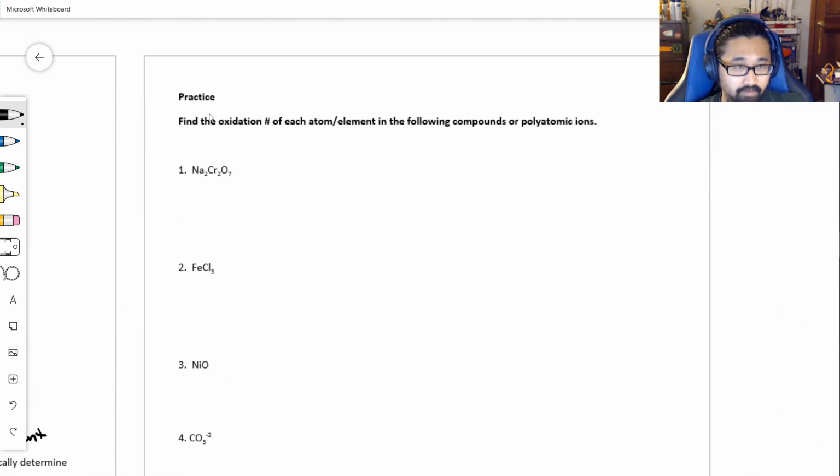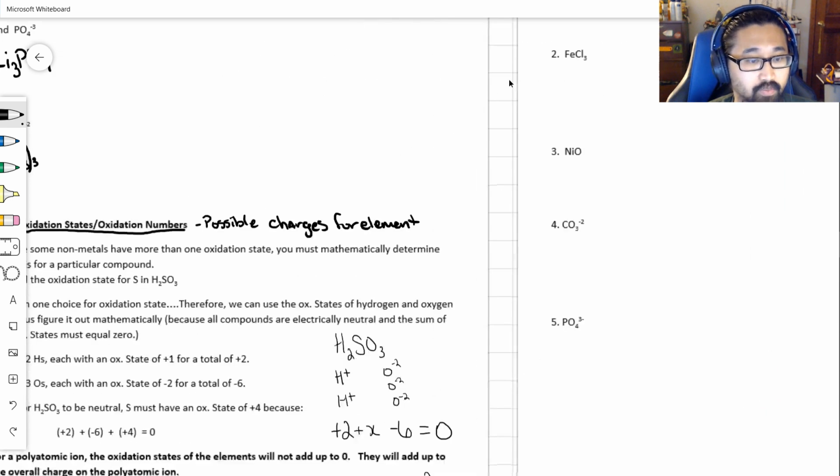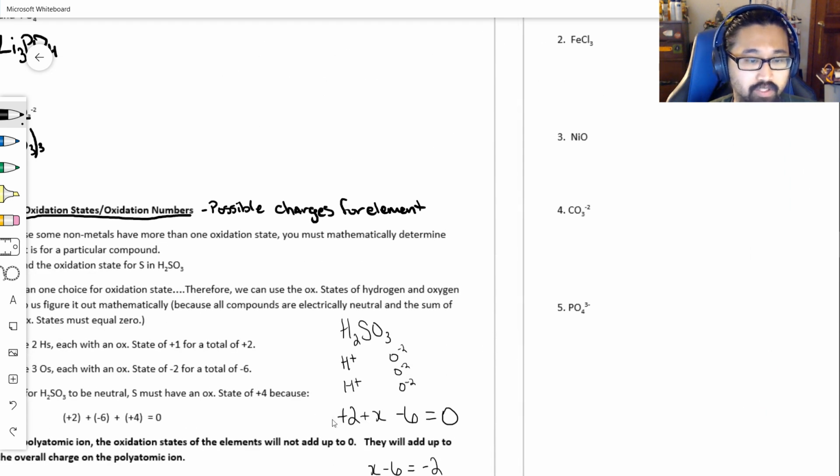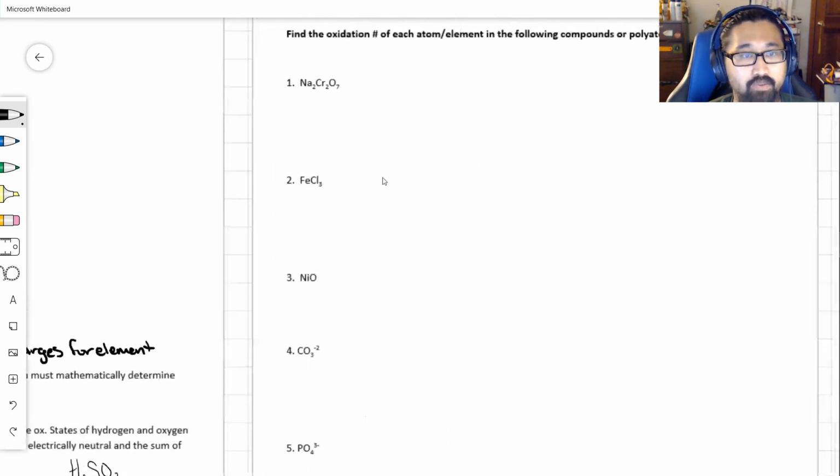The practice is to find the oxidation number, find the oxidation state for everything in here. So what is the oxidation state for sodium? What is the oxidation state for chromium? What is the oxidation state for oxygen? Right? And what I mean by that is don't give me what the total charge is. Give me what, individually, they would be, right? Each of these H's is a +1. Each of these oxygens is a -2. So when you do these questions, keep that in mind.